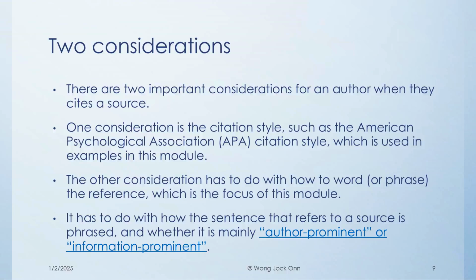What are two important considerations for an author when they cite a source? Any reference to literature comes with two important considerations. One consideration is the citation style, such as the American Psychological Association or APA citation style, which is used in examples in this module. The other consideration has to do with how to word or phrase the reference, which is the focus of this module. It has to do with how the sentence that refers to a source is phrased.